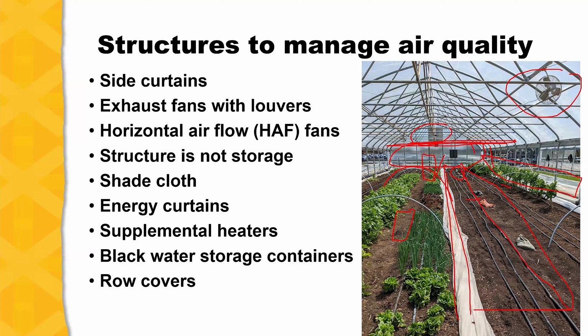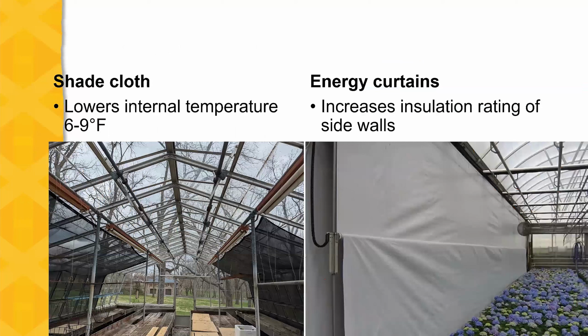I do not know the specific number of how many more degrees of cold weather you can tolerate inside this greenhouse when you put the roll cover. But those are things that you can use to help you manage air quality during the winter months and during the summer months. Here's an example of shade cloths in an old greenhouse.